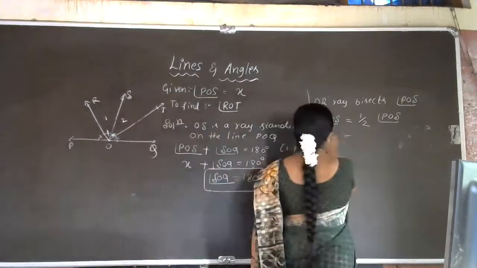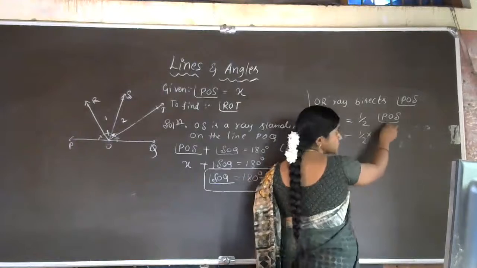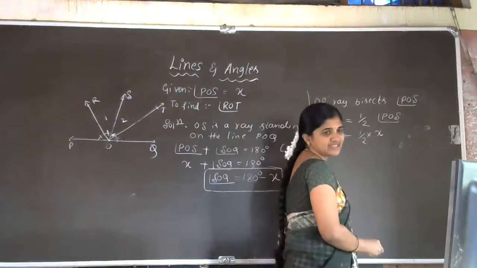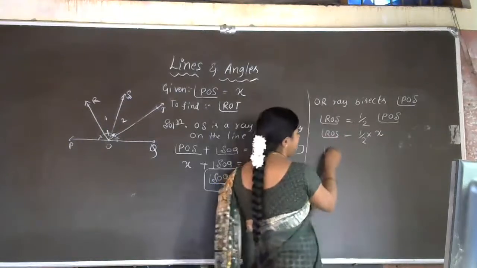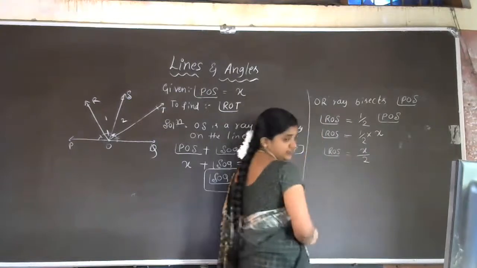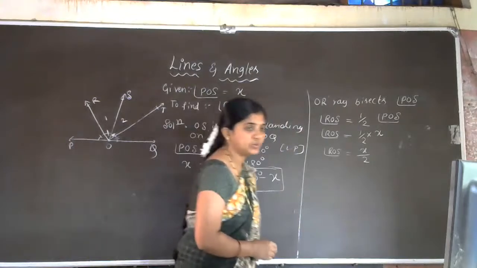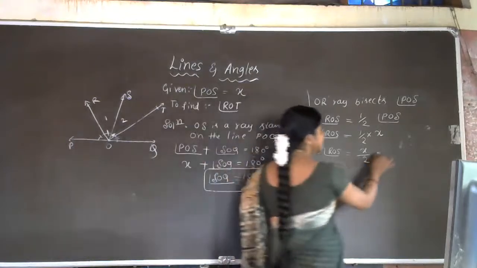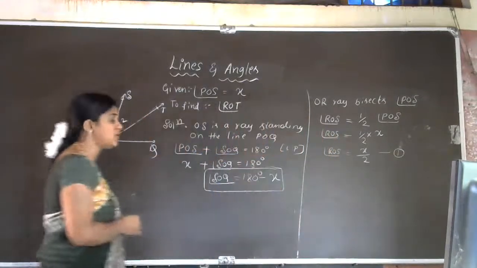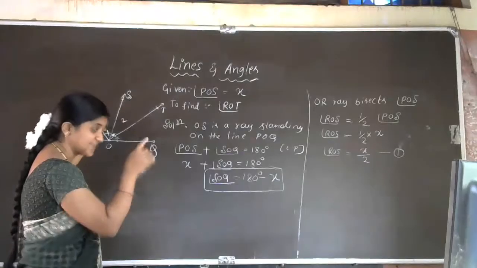Yes. Then angle ROS is equal to half into POS. POS is given in the question as x. Therefore, angle ROS is equal to x divided by 2. Got the idea, students? Can I take this one as equation number 1? Yes, you can take that as equation number 1. We got the measurement of ROS, that is x by 2.